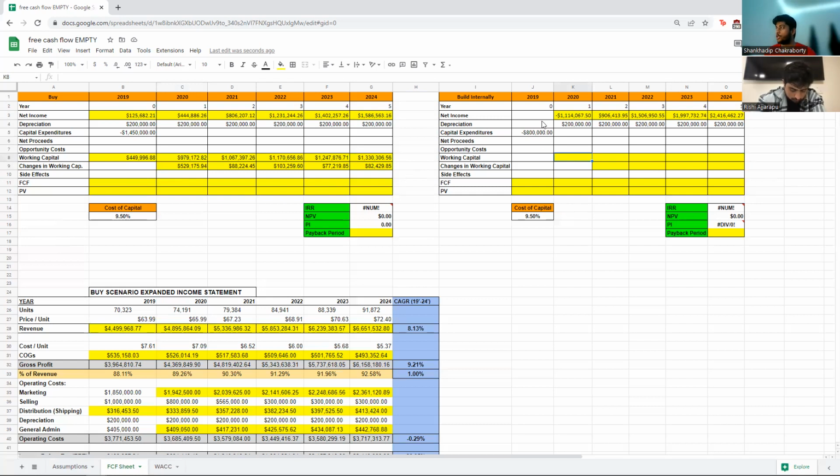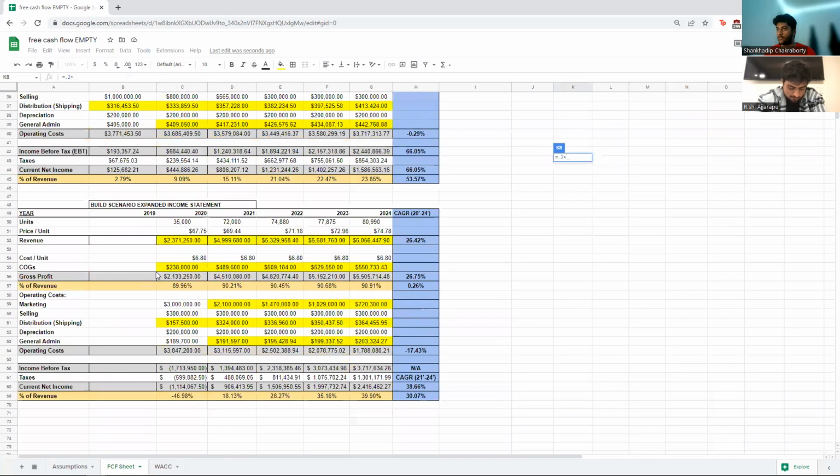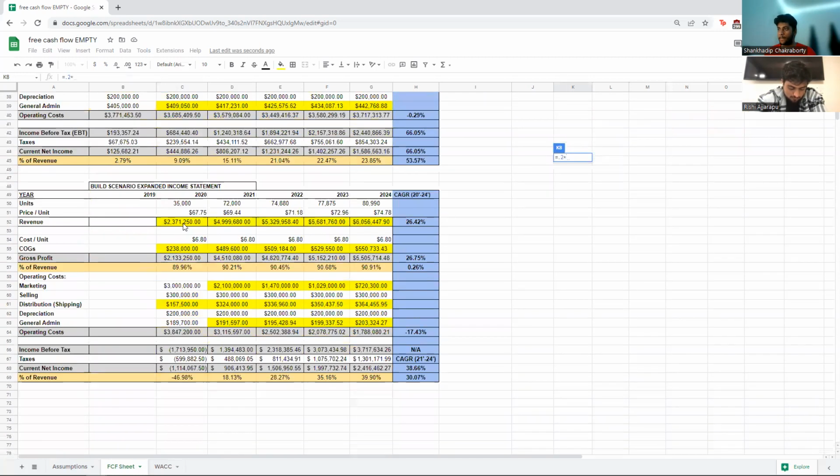All right, same thing here. 2019, obviously there's no working capital there because we're not spending any for this project. We're still building. So we don't have to care about the 10% thing in 2019. All we have to do is 20% of revenues from 2020 to 2024 for the build scenario.